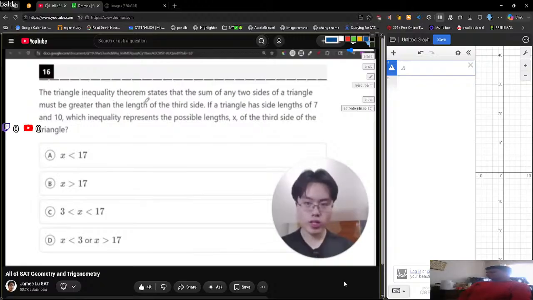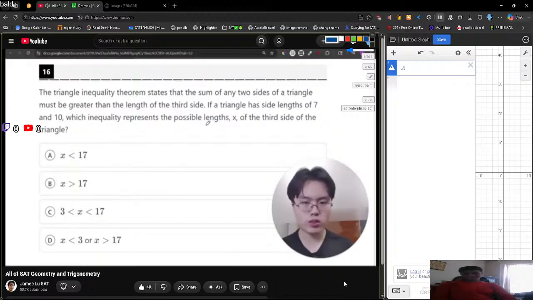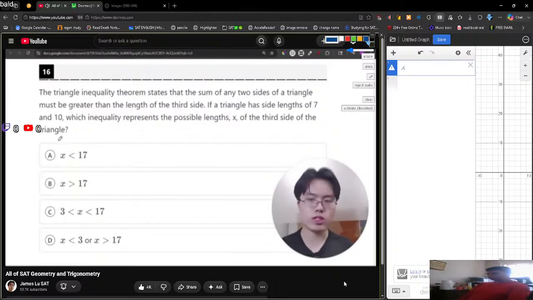The triangle inequality theorem states that the sum of any two sides of a triangle must be greater than the length of the third side. So that's just the triangle inequality theorem. I'm going to explain this as we read on. So if a triangle has side lengths of 7 and 10, which inequality represents the possible lengths of x, the third side of the triangle?